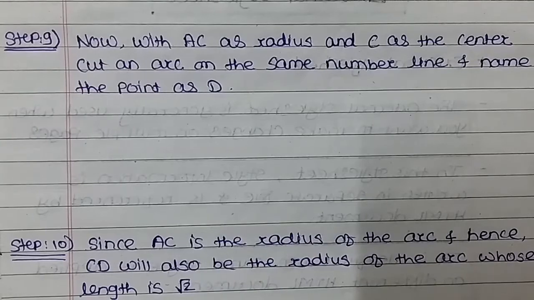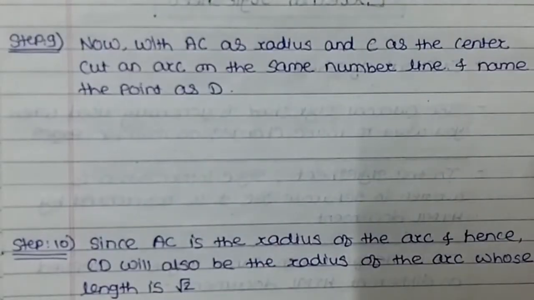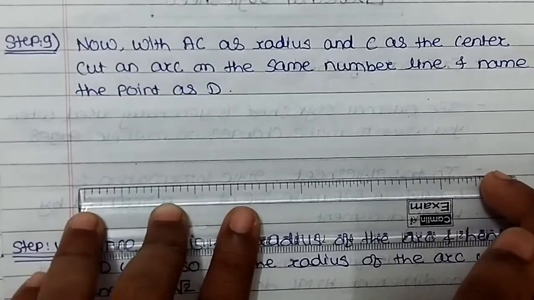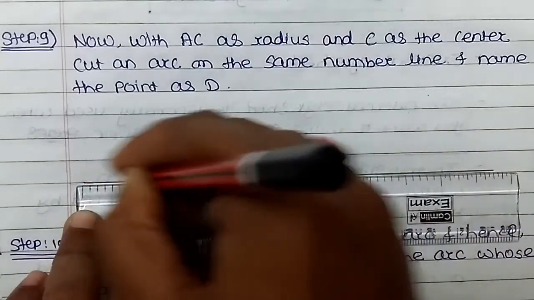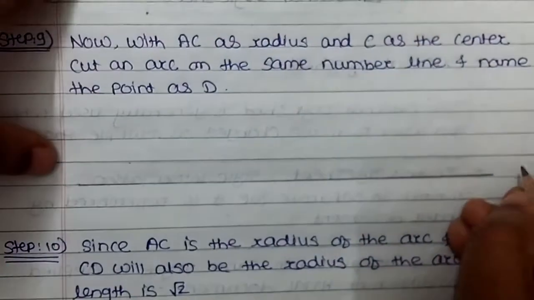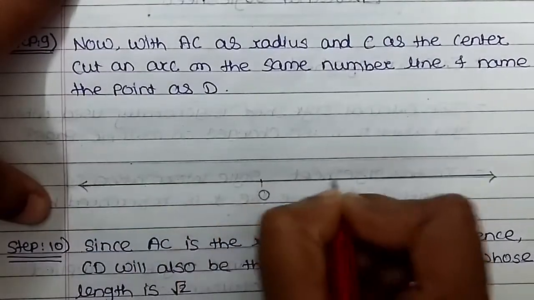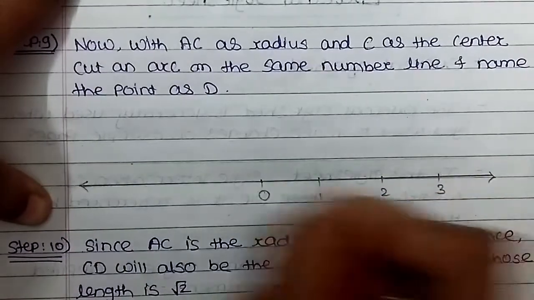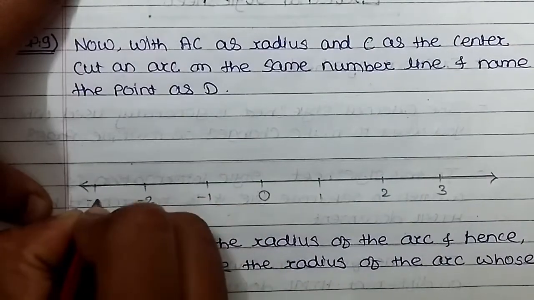That is step number 9. So now AC as the radius. What is the previous figure? You should draw first line here. You have to recall this diagram once again here. That is, draw one line. Clear? Then place 0 here. Then 1, 2, 3. Here is -1, -2, -3.